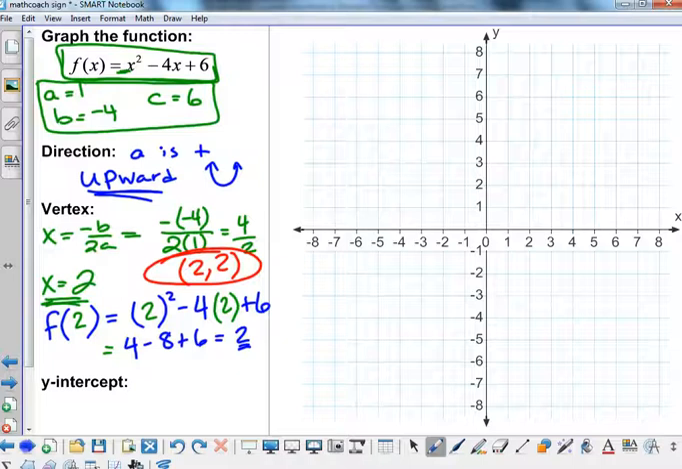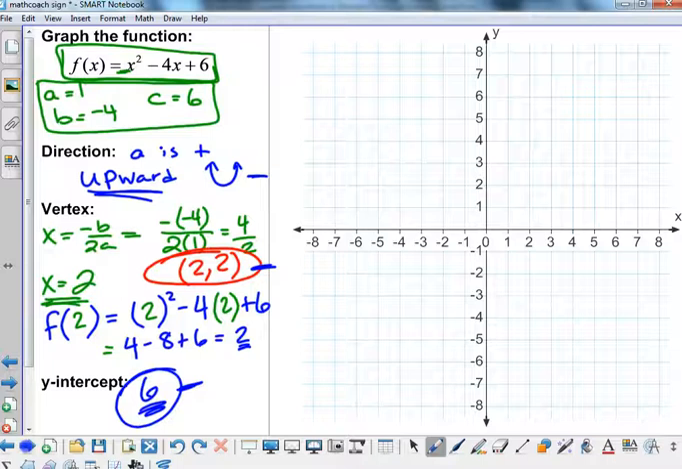So that tells us a lot. We know our vertex is at 2, 2. We know this thing is going upward from that point. And we also can locate our y-intercept real quickly by finding c. c is 6 in this case, so that means that our y-intercept is 6. So we have an upward opening, we have a vertex of 2, 2, and we have a y-intercept of 6. Now let's go see if we can use that information real quickly to graph this equation or this function.